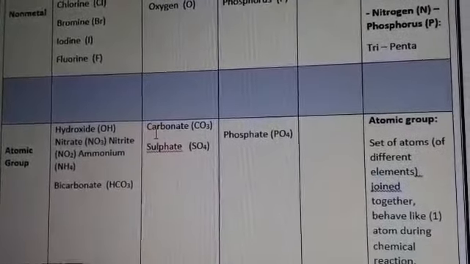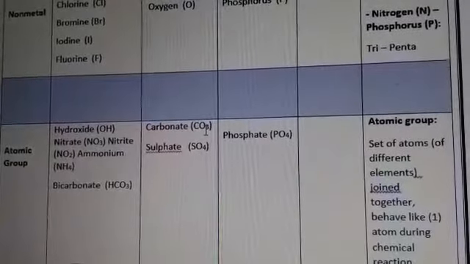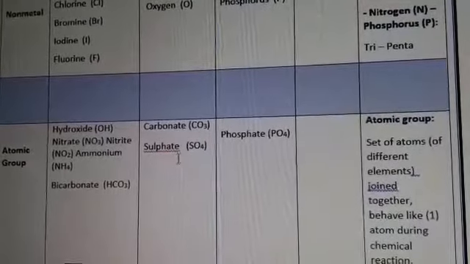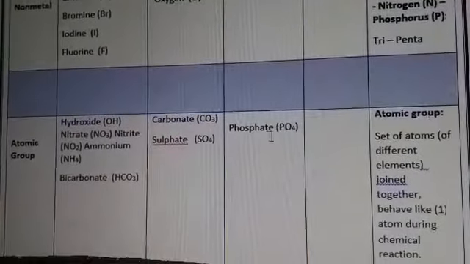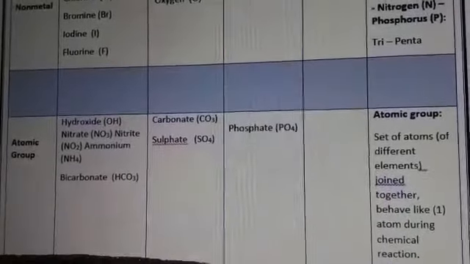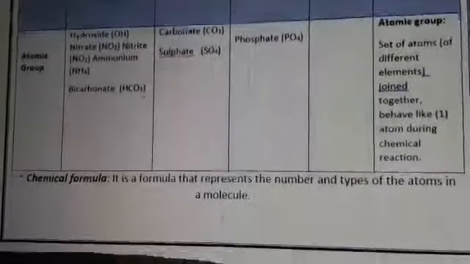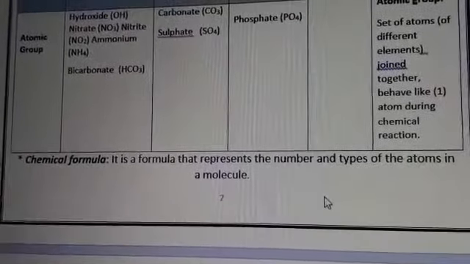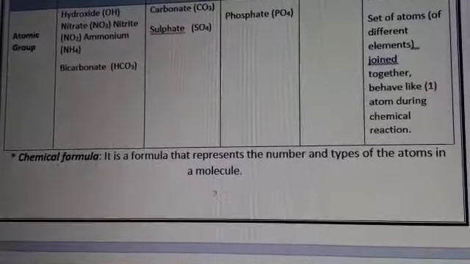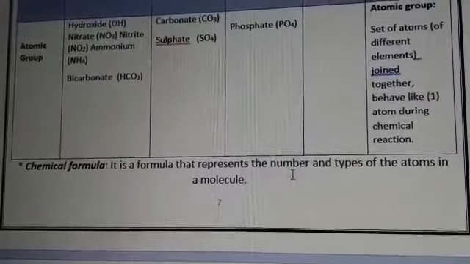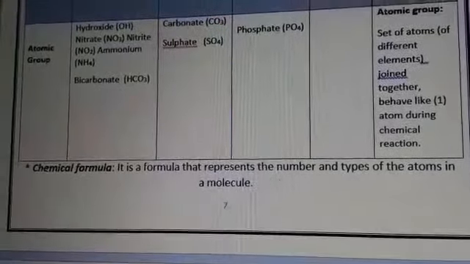There is another type, carbonate CO3, sulfate SO4, and they are divalent. Phosphate PO4, trivalent. To make a chemical formula of any two elements or many atoms, we have to know the meaning of a chemical formula. It is a formula that represents the number and types of atoms in a molecule.